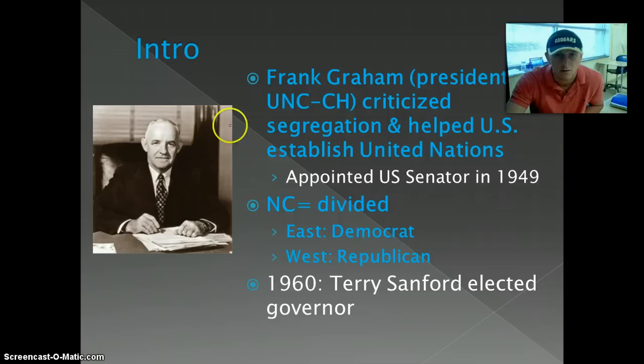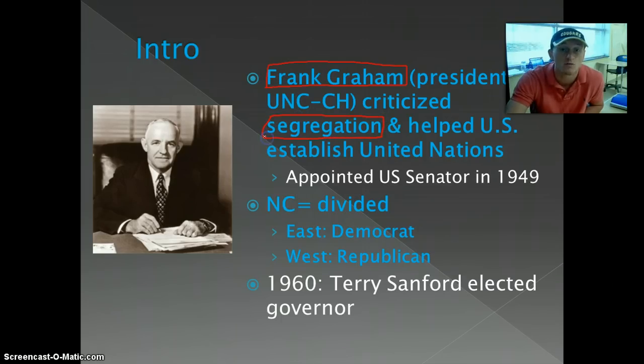Key figure: Frank Graham was the president of UNC Chapel Hill at the time. We know that UNC Chapel Hill was the first college in North Carolina. He criticized segregation and helped the United States establish the United Nations. So he helped us by talking badly about segregation. Segregation is the separation of people or race. Right? The separation of race.